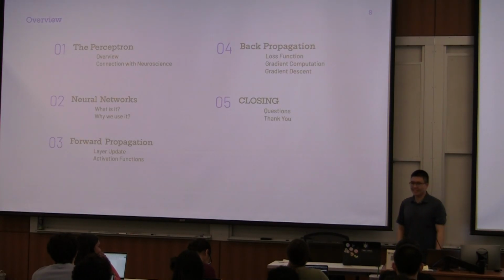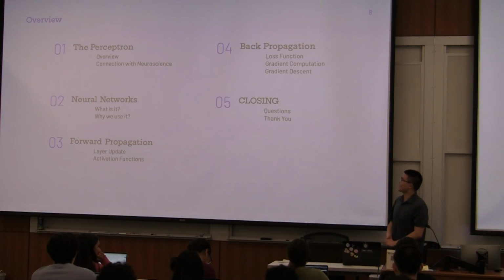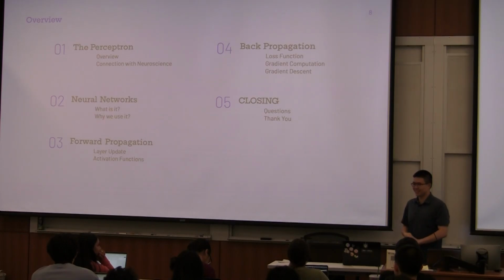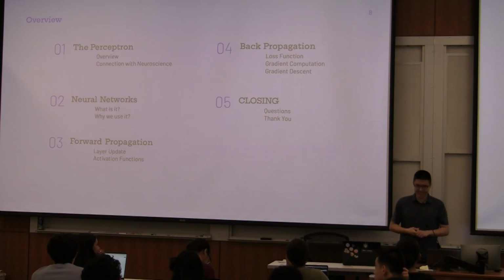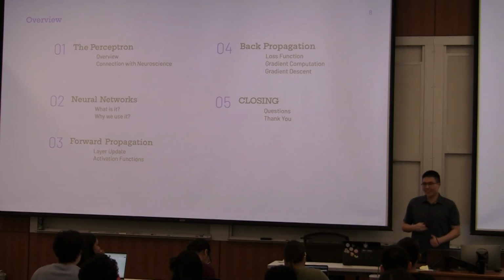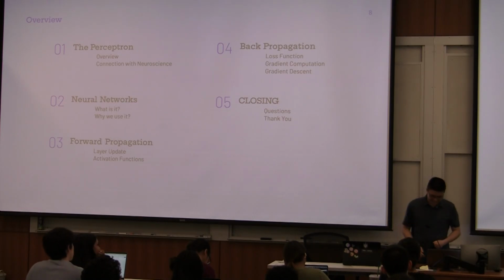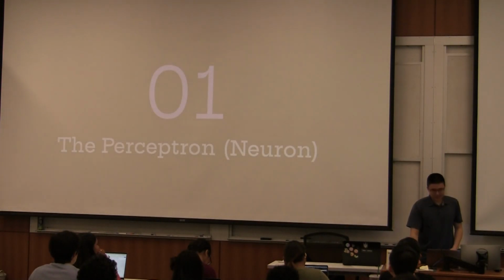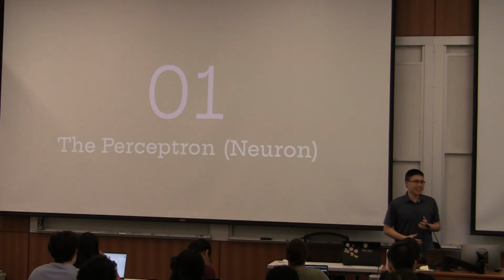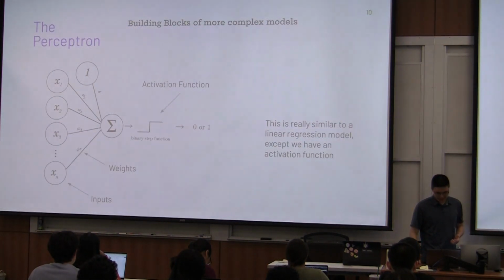So this is going to be the overview. We have a couple of topics we do want to cover. This is going to be one of the longer lectures, so if you have any questions in the middle, just raise your hand. First we'll talk about the perceptron, which is the main building block of a neural network. So it looks like this.